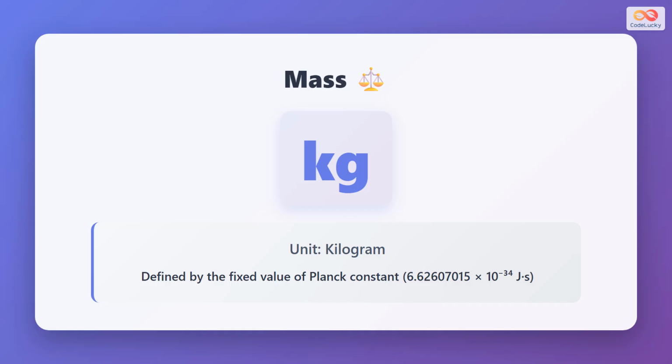The second base unit is the kilogram, symbol kg, which measures mass. The kilogram is defined by the fixed value of the Planck constant, which is 6.62607015 times 10 to the power of -34 joule-seconds. This modern definition replaced the old physical prototype and ensures the kilogram is based on a fundamental constant of nature.